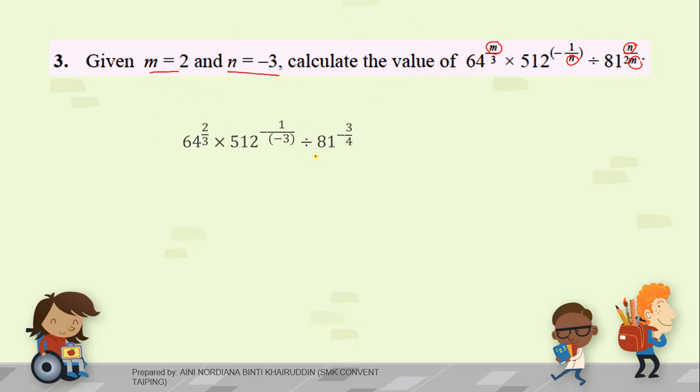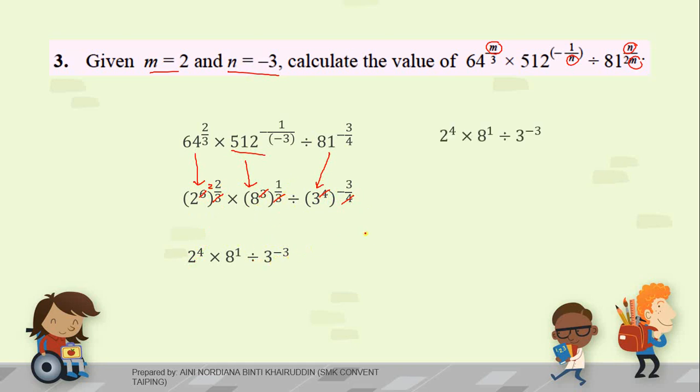So substitute all the values, and then 64 I change to 2 to the power of 6 to the power of 2 over 3, 512 change to 8 cube, 81 change to 3 to the power of 4. Next, simplify. This is 2, cancel out 3, cancel out 4. So this one, 2 to the power of 2 times 2 is 4. 8 to the power of 1 divided by 3 to the power of -3.